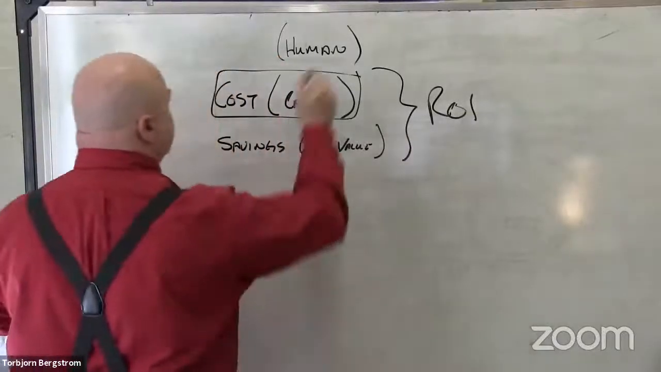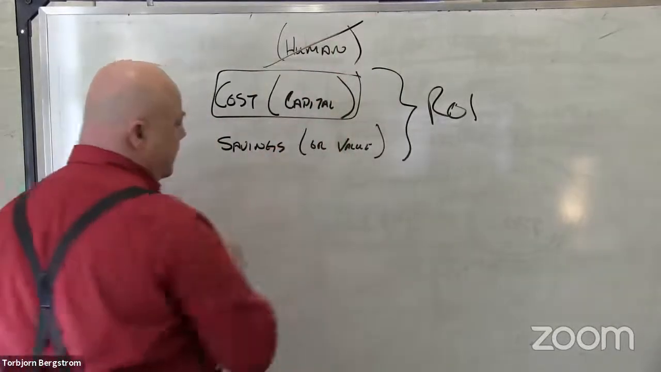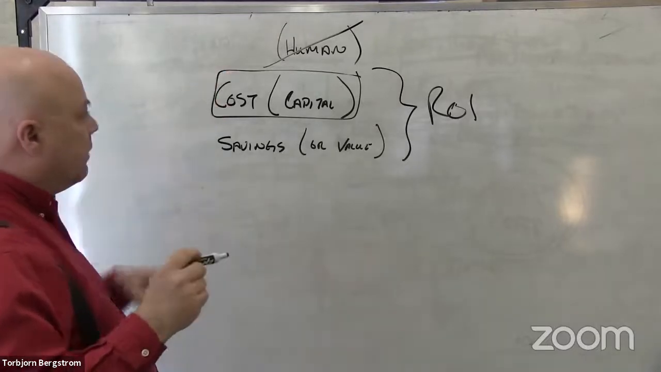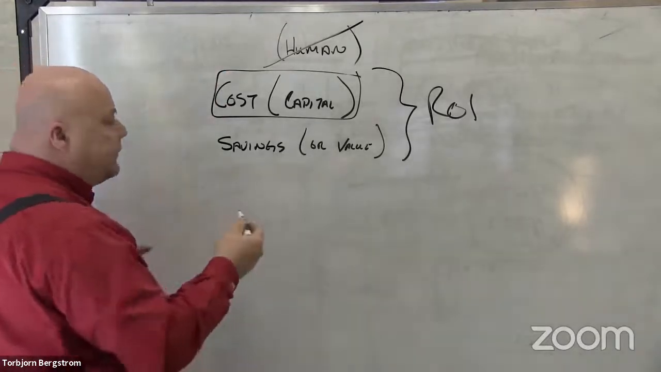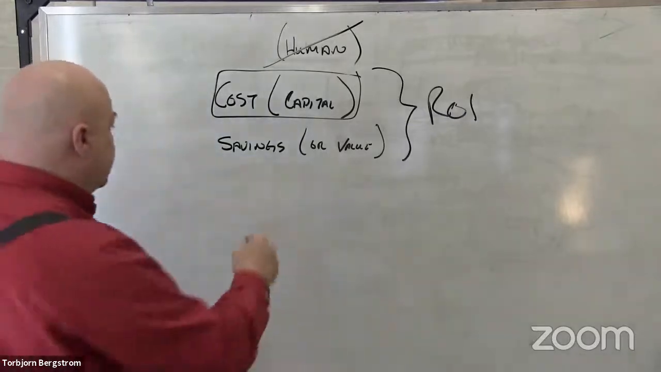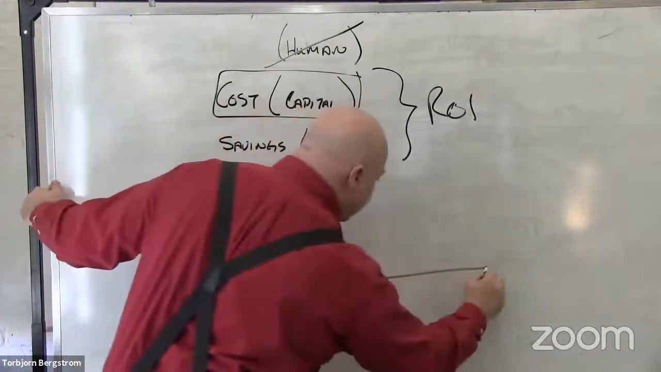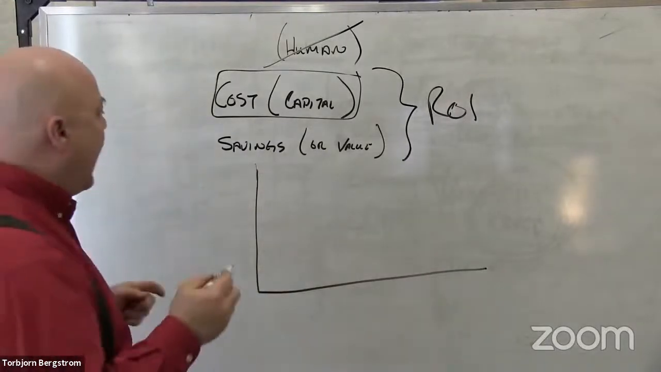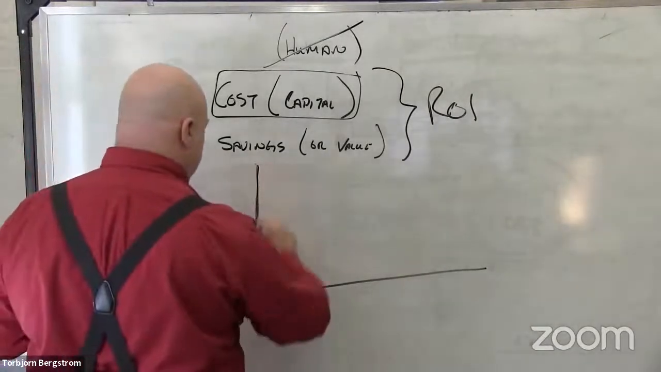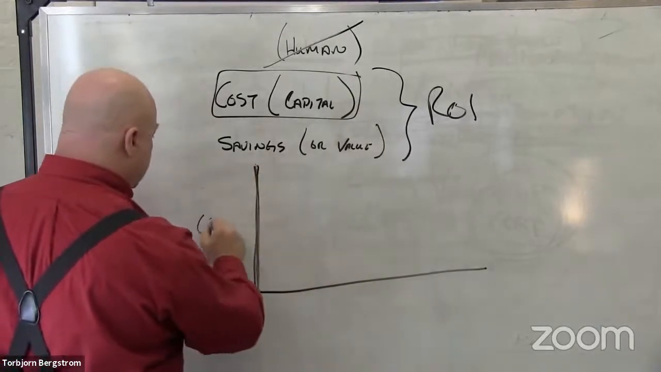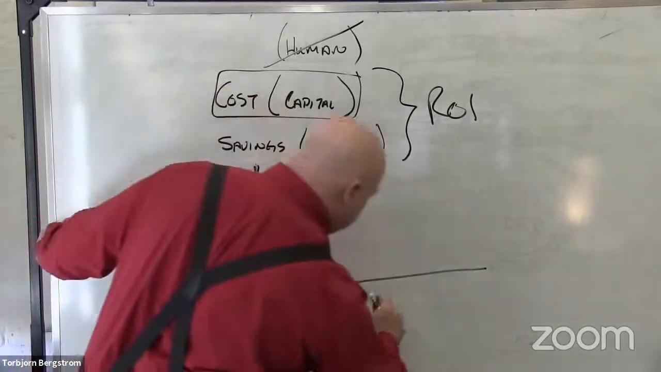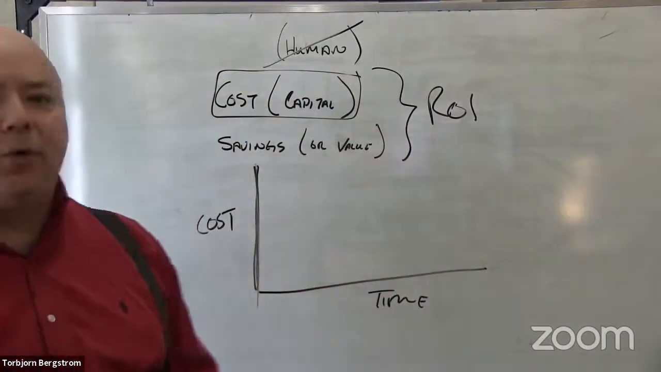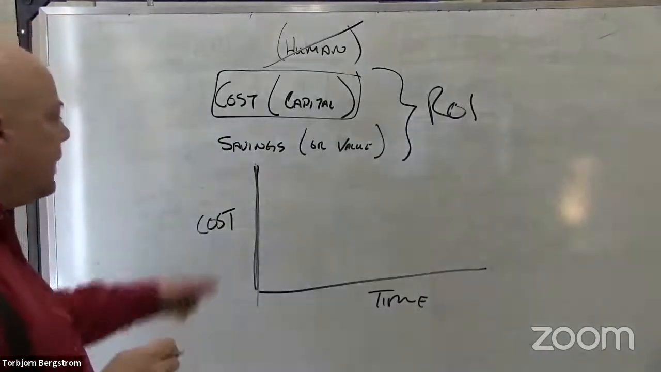So return on investment. So let's, for the moment, discount the human cost. We'll get back to that. So we do our return on investment. And so often when we do our return on investment calculation, we'll make a graph. That's probably because we're engineers and engineers like graphs. And so here's cost. Here's time.